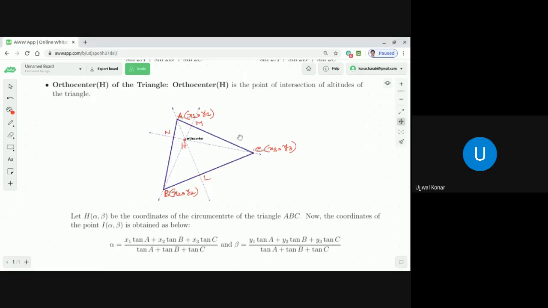Now, there are some important points I would like to tell you about these five centers. The first point: the centroid, the orthocenter, and the circumcenter all fall in a straight line. Let me show you the points, dear students.